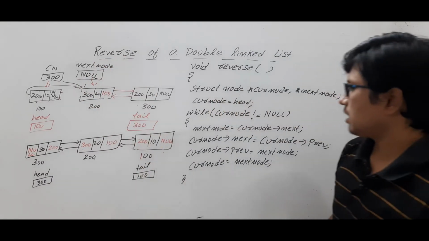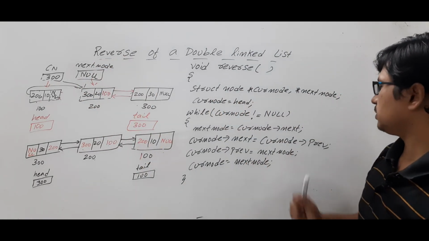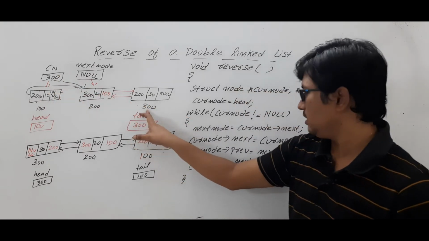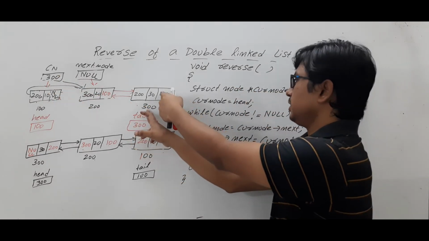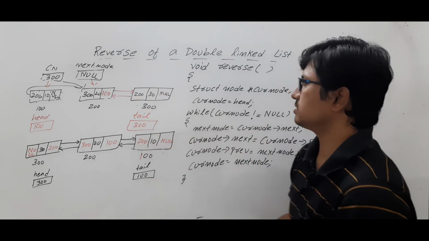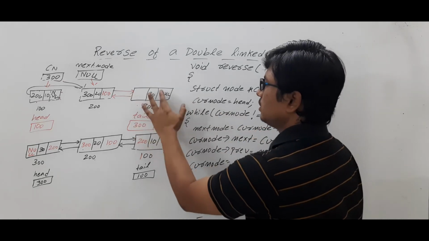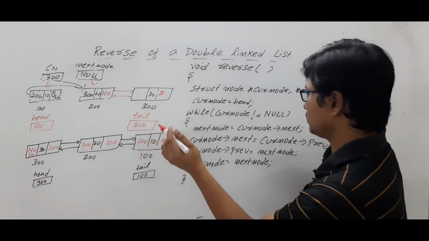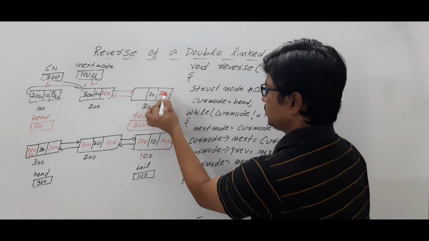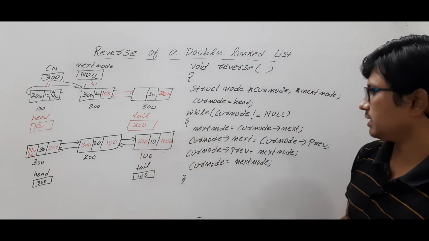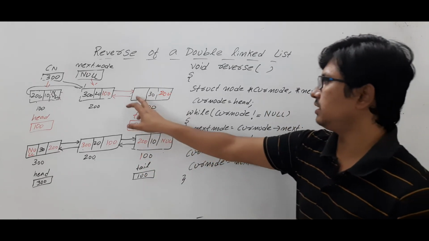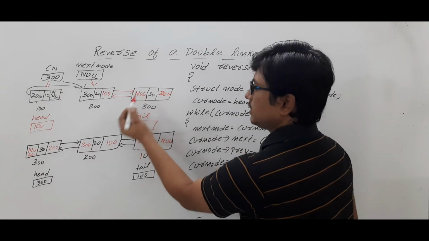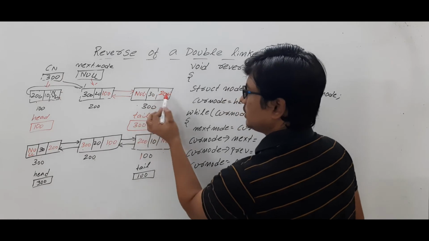Current node of next is equal to current node of previous. What is current node? 300. 300 next is here, you are writing current node of previous. Here you will get 200. Oh, sorry, current node of previous. Yes, correct, 200 will come here. Are you able to understand? Then current node of previous. Here what you should get is next node, which is null. Is it clear? So we got null, 300, 200.